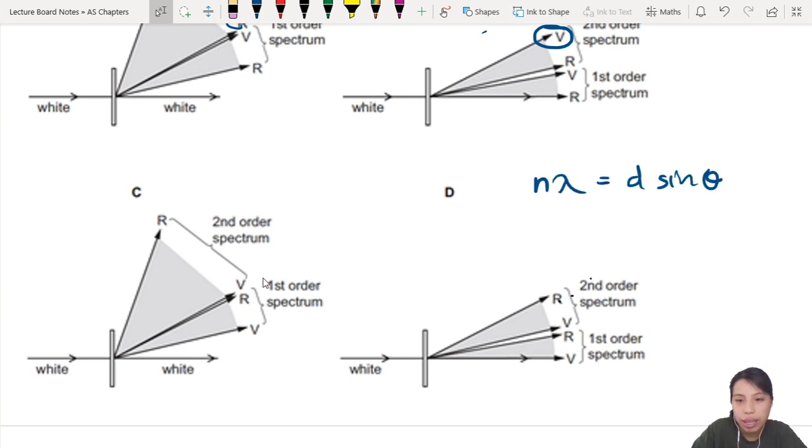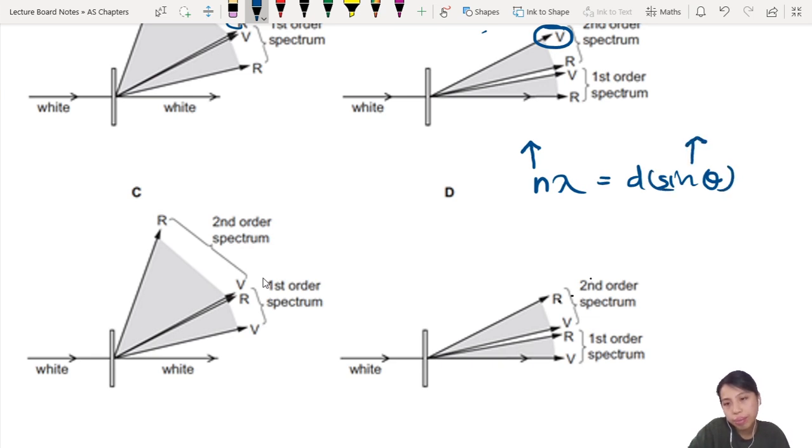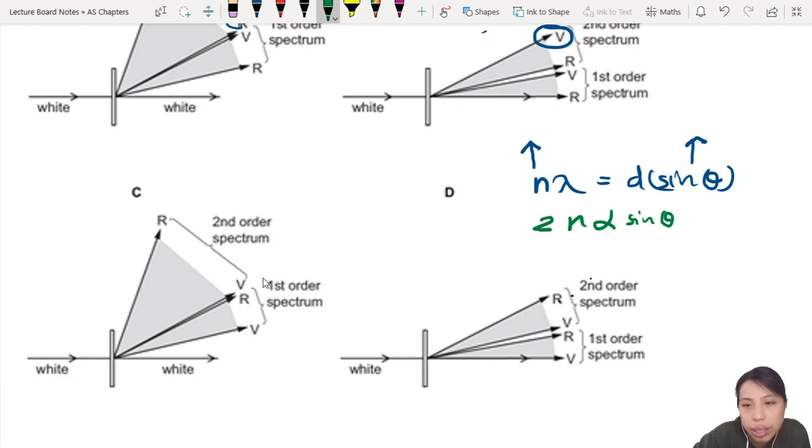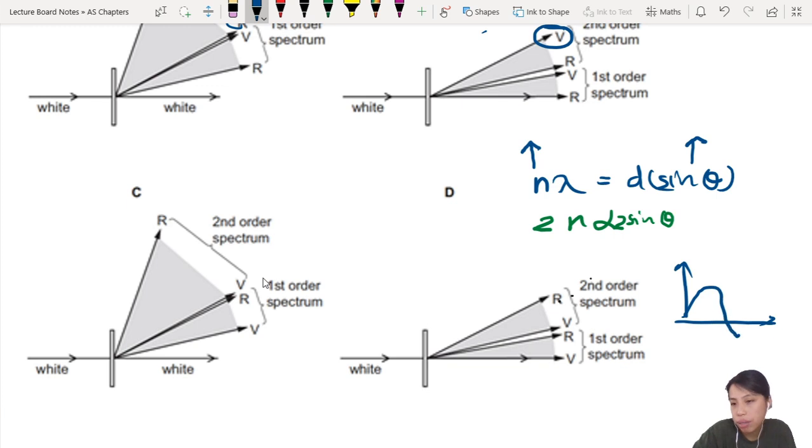n lambda equals d sine theta. As you increase your order, your theta will increase as well. Right? n equals 1, n equals 2 is bigger, things like that. If your n is 2 times bigger, it means sine theta also has to be 2 times bigger. And as you get bigger and bigger, because your sine graph, like what I mentioned, is a curve, if you go from here to here, 2 times the sine theta, your angle will be a little bit bigger.